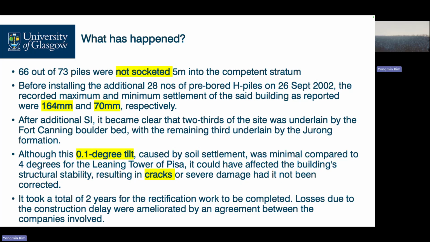So finally, we have a 0.1 degree tilt, which causes some cracks in buildings. It took 2 years for the rectification work: reinforcing the piles with some micropiles and injecting grout.